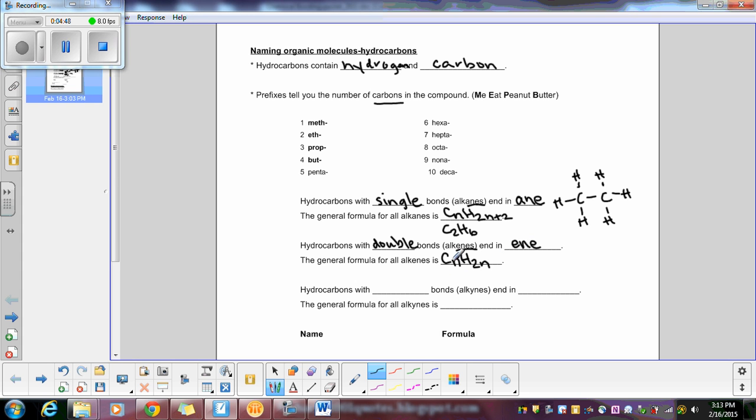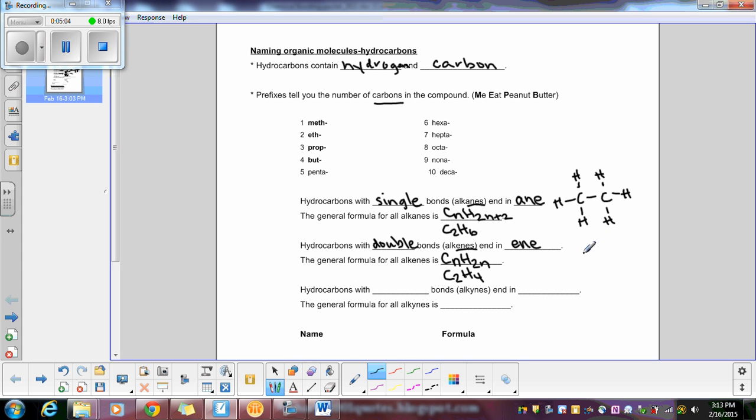So again, let's look at an example of this. I'm going to look at ethene. So still I'm going to have 2 carbons because my prefix is eth. But now I'm going to have 2 times 2. I'm only going to have 4 hydrogens.